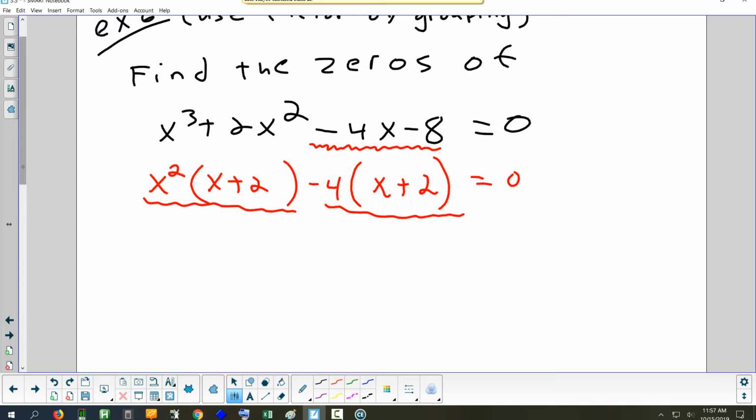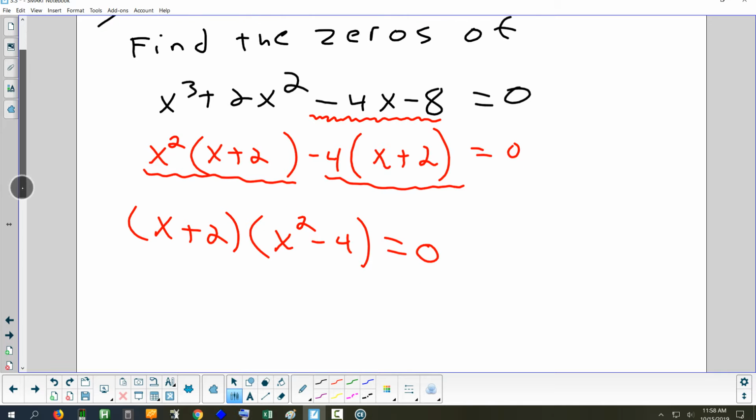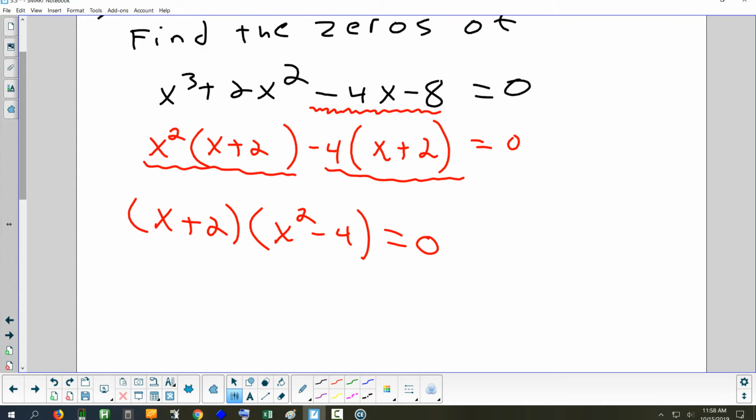So now you factor out the parentheses. If you factor out the x plus 2 from the first one, what's the only thing that's left? Just the x squared. And if you factor the x plus 2 out from the second part, what's the only thing that's left? -4. Now you've got something times something equals 0. What's the only way you can multiply two things together and get 0 as the answer? One of them equals 0. Exactly. One of them is 0. Either this one or this one.